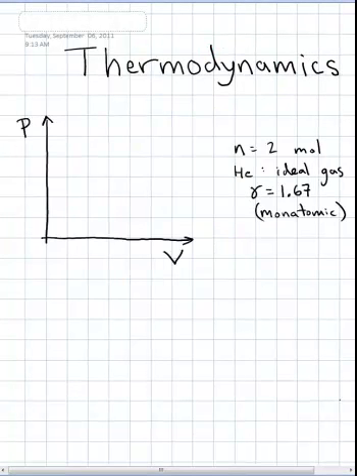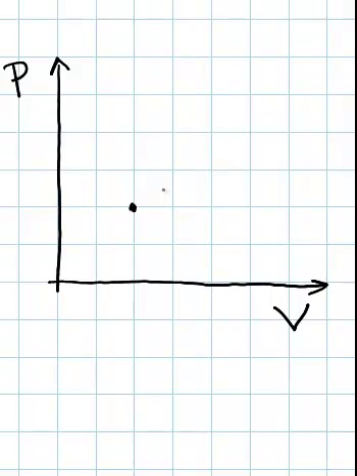Thermodynamics. Here we've got a problem. Well, let's just draw it out on the PV diagram. We're starting at a certain condition. I'll just put a dot here. Call that point A, I guess. And we're going to add some energy. We're going to heat up our gas. In this case, it's helium, which we're going to treat as an ideal gas. And we're going to heat it up at constant volume.